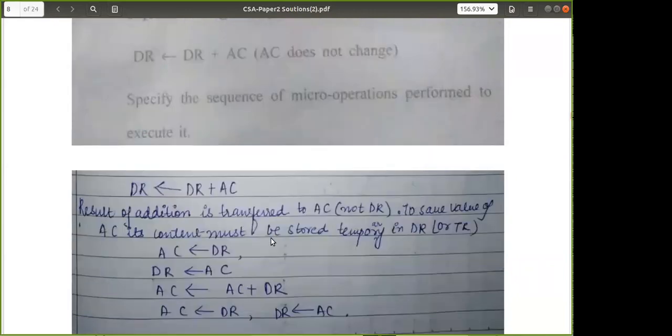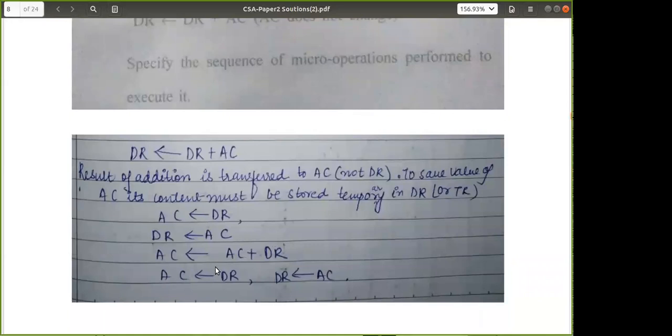So what we have to do is first put the data register into the AC, and then the accumulator into the data register, and then we have to add both these things.